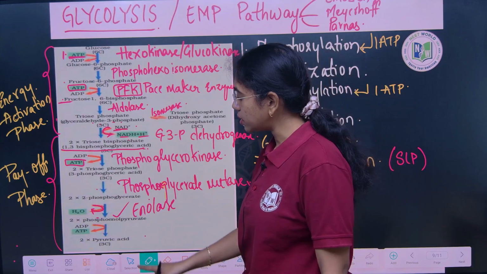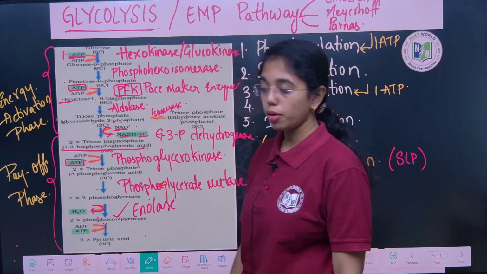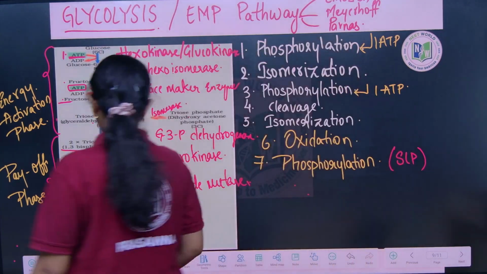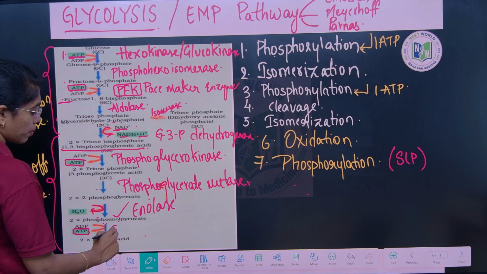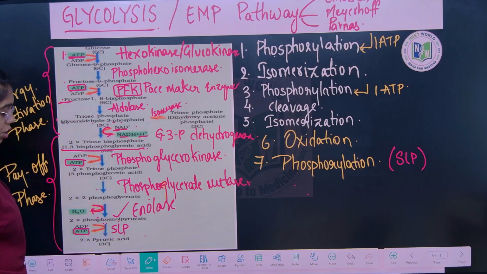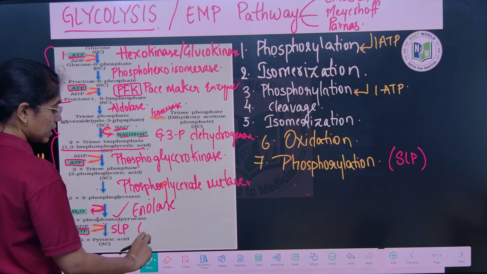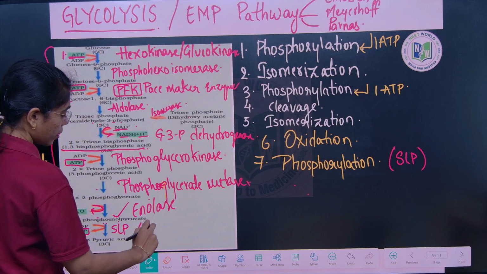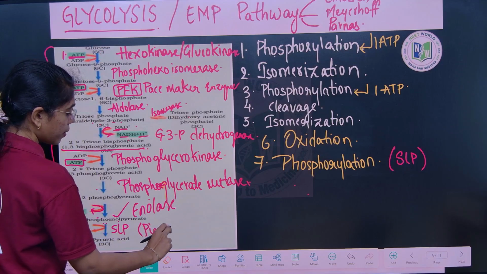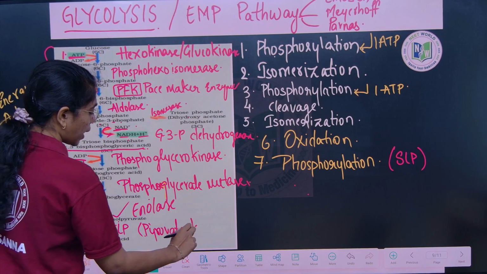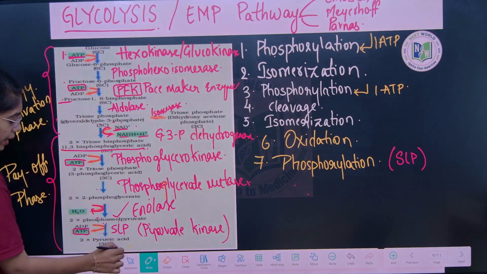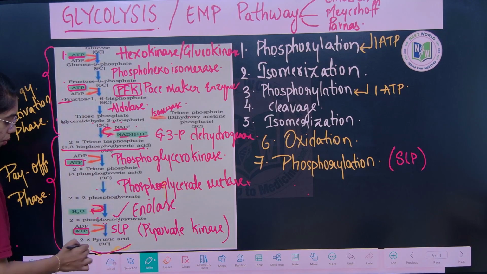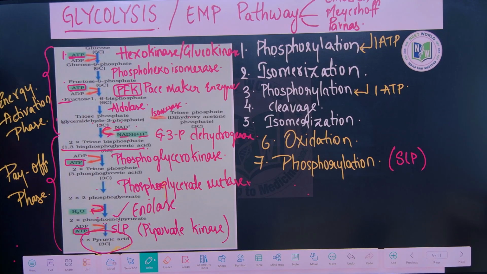And in the last step, from phosphoenol pyruvate, again from the substrate itself the phosphate group is taken and ATP is formed, which is again substrate level phosphorylation. And this is catalyzed by pyruvate kinase, and at the end pyruvic acid is formed.